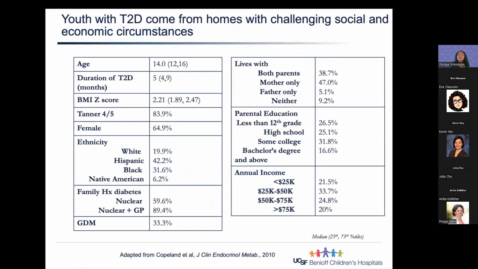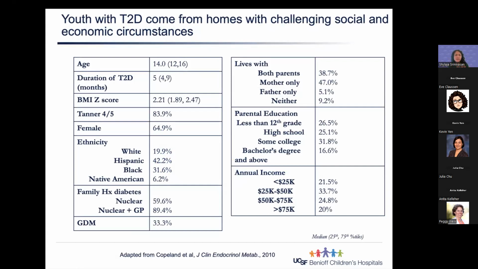One thing that is very important to note is that youth with type 2 diabetes come from homes with challenging social and economic circumstances, and these are definite risk factors, in combination with biological and genetic risk factors, that increase their risk for diabetes as well as their risk of diabetes progression. This is data from the TODAY study, the clinical trial for type 2 diabetes that I mentioned. I like to show their Table 1 because I think it is very representative of the youth onset type 2 diabetes demographics. And over the years, multiple studies have shown that the demographics are the same.